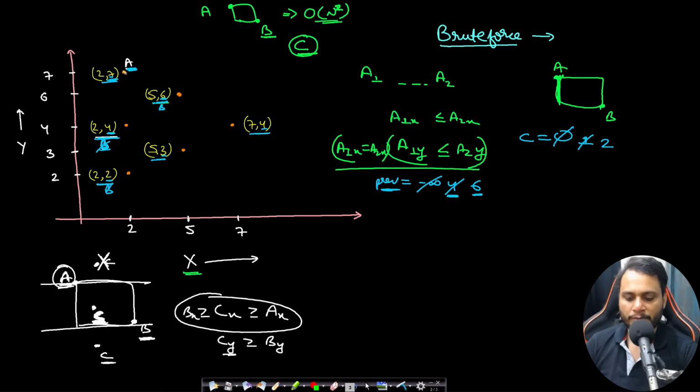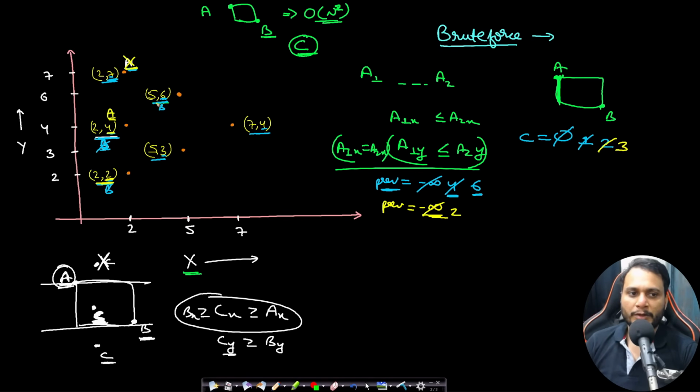Now I will be iterating for the next A value, which is this 2, 4, and I will repeat the same process, and the previous will again be reinitialized to minus infinity. So I will do the same thing. Next point is 2, 2, and you will see this minus infinity is not lying in the range from 2 to 4. So this is going to be valid. Increment the counter to 3 and save the previous coordinate as 2.